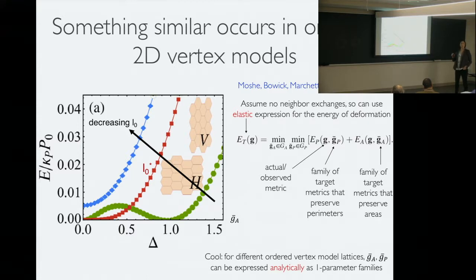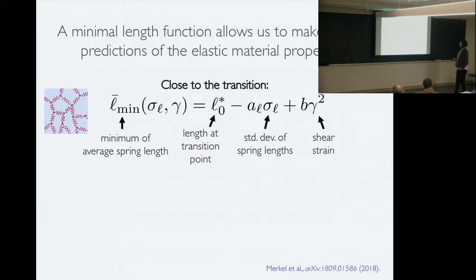Okay, so I just wanted to show you that there are some nice analytic calculations that can be done that show that in ordered systems you can think about this in terms of elastic metrics as well. Okay, so once we have all of this, what can we do with it? I've been promising it for a long time. So this is your observation: what do you observe as the average spring length in your system? This is the length at the transition point, and these are coefficients that you can measure by looking at fluctuations in the system or by looking at the response to shear strain.